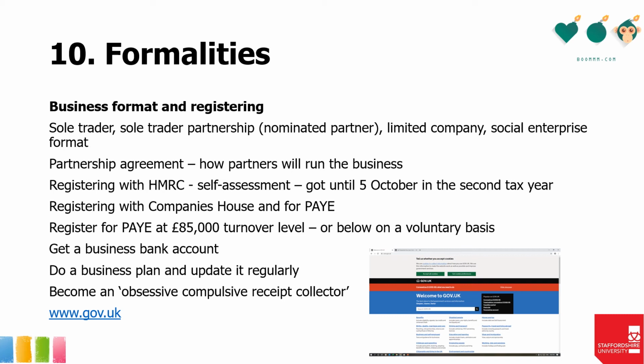With a sole trader partnership, HMRC will want one person in that partnership to be the nominated partner. And this is the person that HMRC will deal with. And that person is the person who will actually contact HMRC and do all the mandatory reporting and tax payments. They do it on behalf of the partnership.